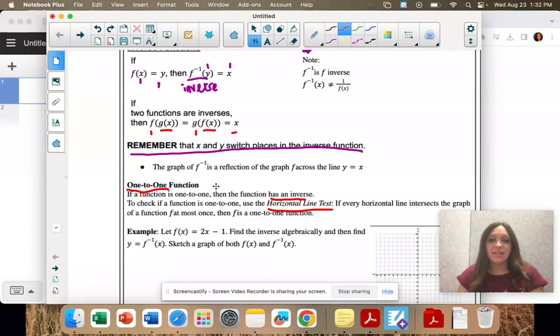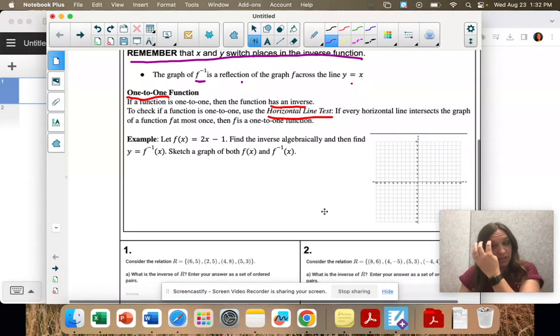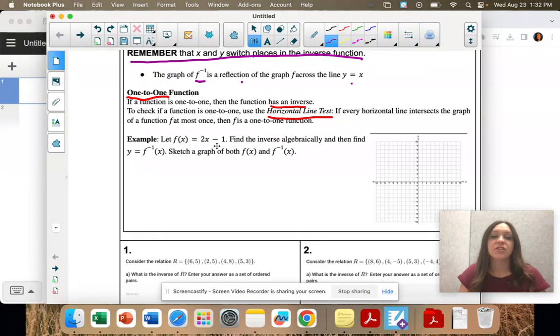All right, and then the last thing, we're going to look at graphs of inverses. So the graph of an inverse, it's a reflection across the line y equals x. So let's look at an example really quick. We have a function 2x minus 1, and we want to find the inverse algebraically and then find the inverse graph. So we're going to sketch a graph. I'm actually going to take that out. We're going to do algebraic inverses in the next section. So let's just find the graph.